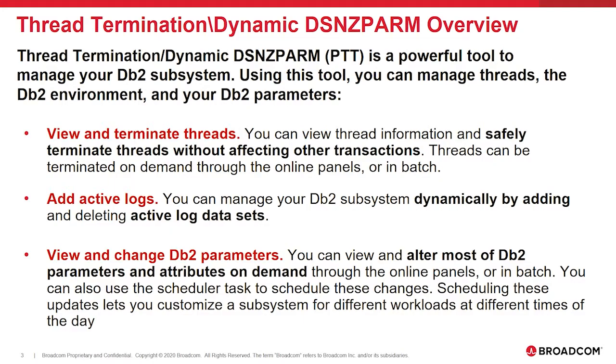The second function is add active logs. You can manage your Db2 subsystem dynamically by adding and deleting active log datasets. And the third function is view and change Db2 parameters. You can view and alter most Db2 parameters and attributes on demand through the online panels or in batch. You can also use the scheduler task to schedule these changes. Scheduling this update lets you customize a subsystem for different workloads at different times of the day.